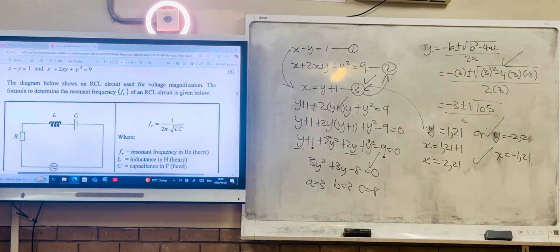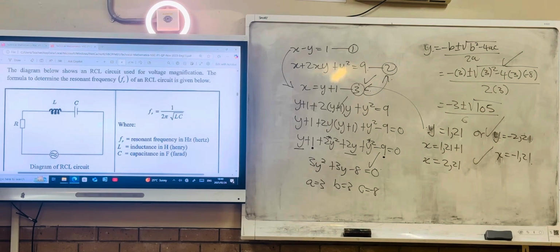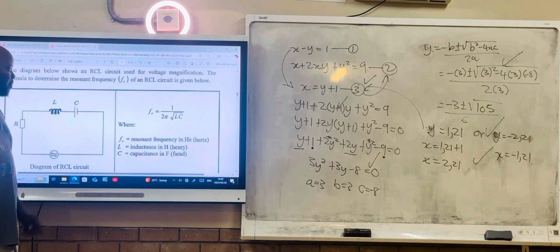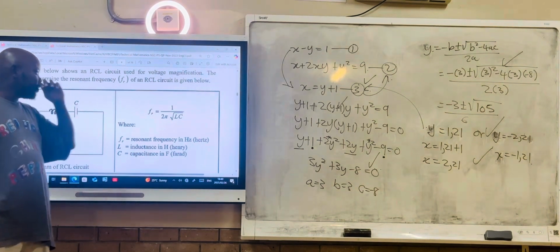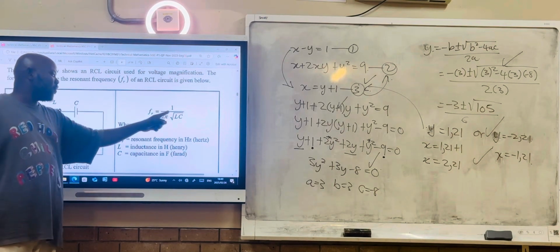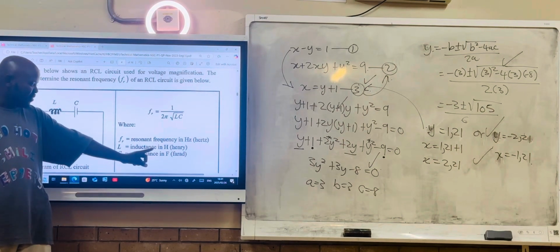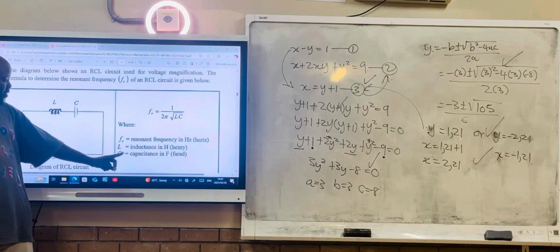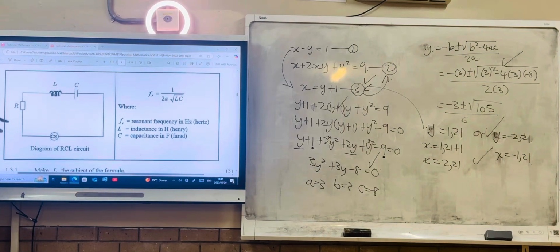With 1.3 we are dealing with the following: the diagram below shows an RCL circuit used for voltage magnification. The formula to determine the resonant frequency of an RCL circuit is given below: the frequency is equal to 1 divided by 2 pi root of L multiplied by C, where L is the inductance in Henry and C is the capacitance in Farad. Thank you very much.